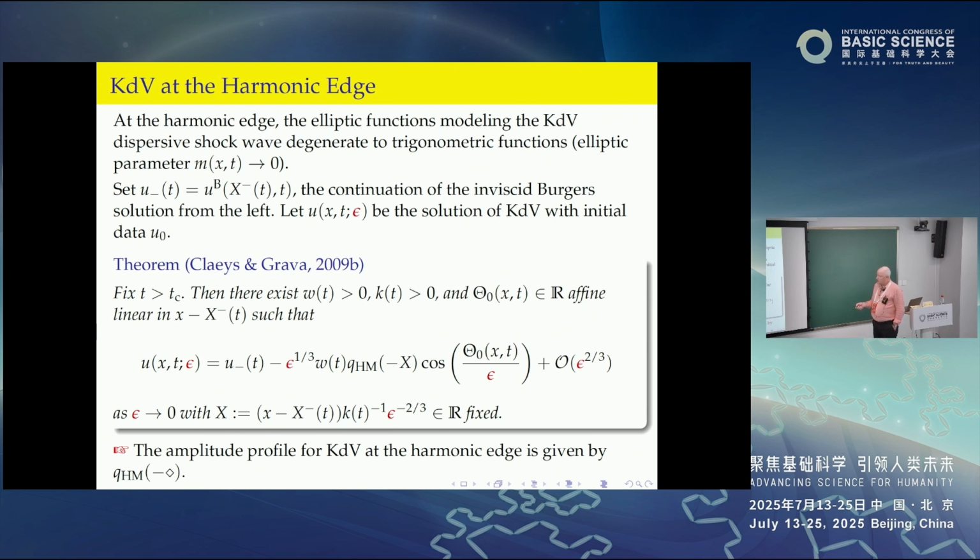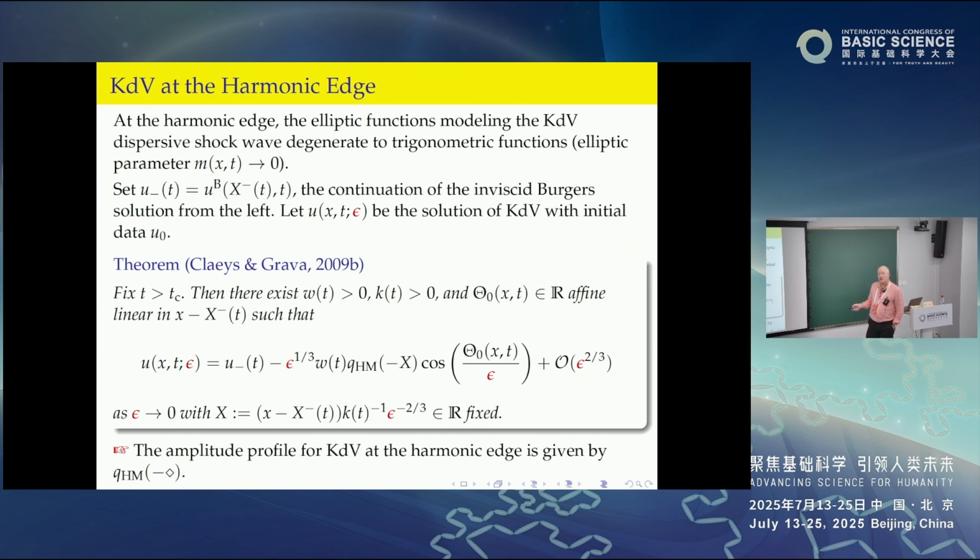Then there exists a positive function w, a positive function k of t, and a phase, theta 0, which is affine linear in x minus the edge, such that the KdV solution is equal to that Burgers solution coming from the left, minus epsilon to the one-third amplitude w of t times this Q_HM of negative x, and then there's a cosine, plus small order epsilon to the 2/3. So this cosine, that's the harmonic edge part talking.